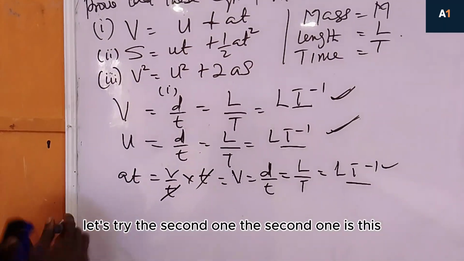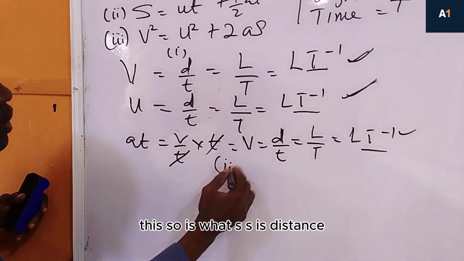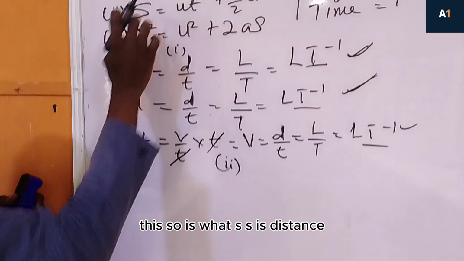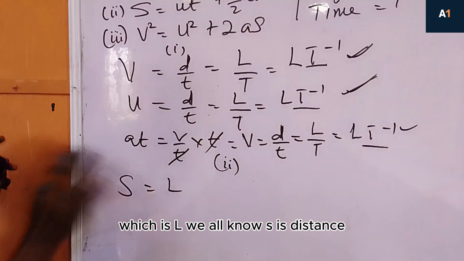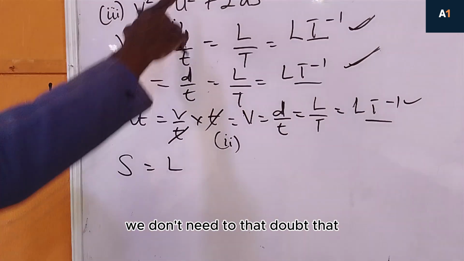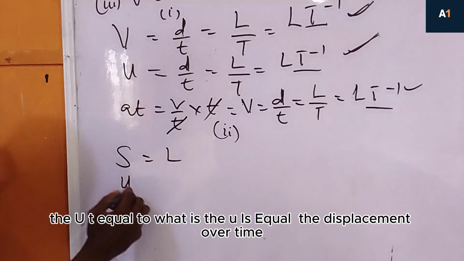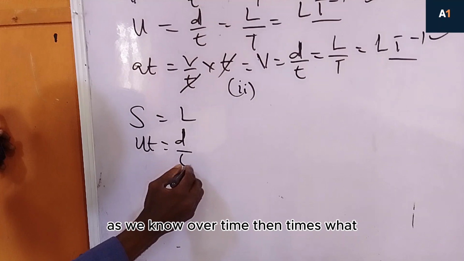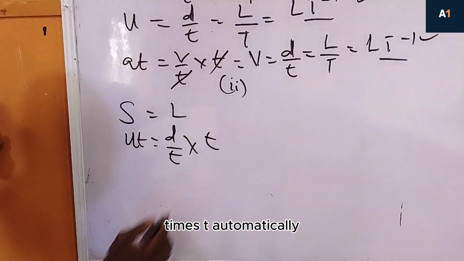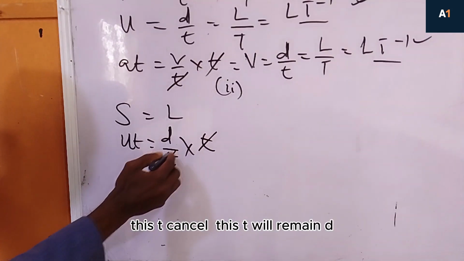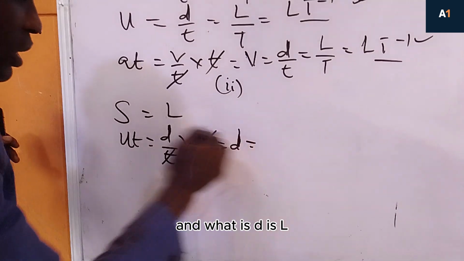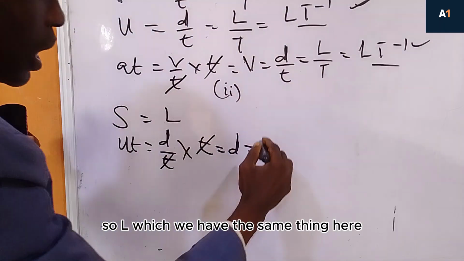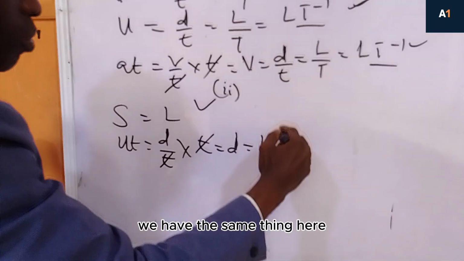Let's try the second one, s = ut + 1/2 at^2. S is distance, which is L. We all know s is distance, we don't need to drag that one. Then we have ut. U is displacement over time, times t. Automatically, this T cancels this T and we remain with D. And what is D? D is L. So we have the same thing here and here.